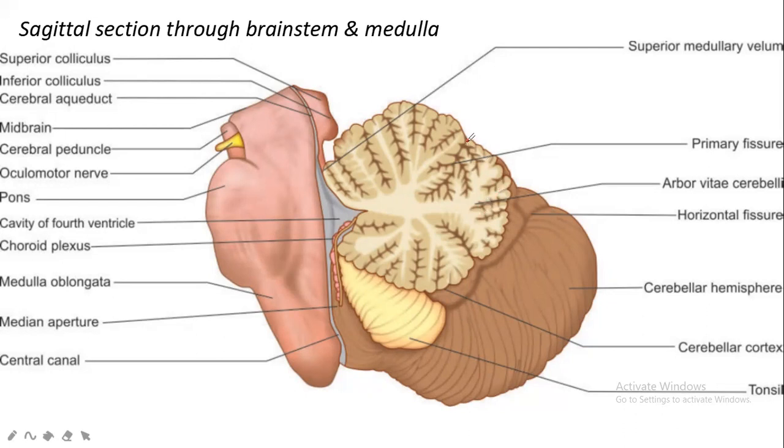Here we appreciate the depressions, so we appreciate the fissures. And then we see these depressions and these folds, and what we see there is called the arbor vitae cerebelli, which appears like a tree.